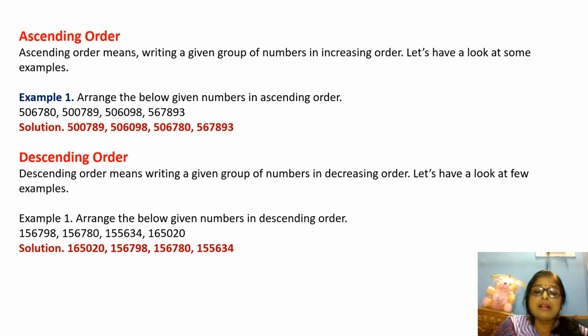1,65,020. This is the largest number. Then the smaller number 1,56,798. Then 1,56,780, and then 1,55,634. It means the first one is the largest numeral and the last one is the smallest numeral. In this way, you can solve the descending order.